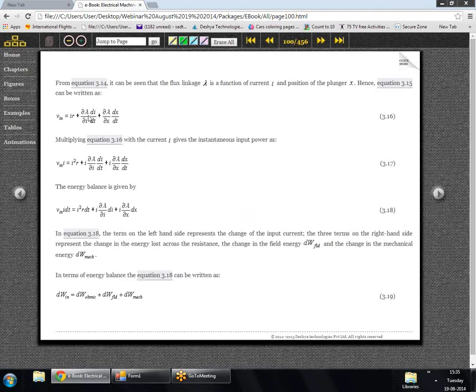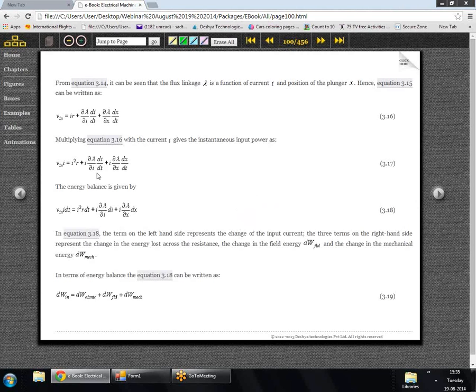So it's the partial derivative of lambda with respect to I, and then the full derivative of current with respect to t, plus the partial derivative of lambda with respect to x and the full derivative of x with respect to t. Okay, so this is what we have done now, because lambda was a function of both x and I. So this is the form that we have represented it.